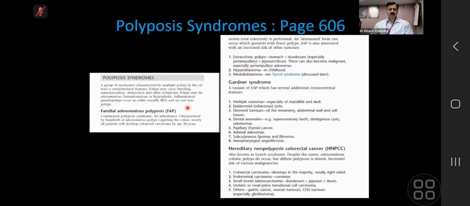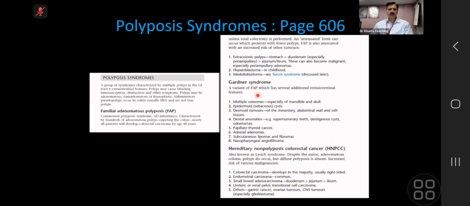In FAPS, all of them will develop carcinoma by the age of 40. This is a viva question. What are you going to advise? Colonoscopy, and of course your answer was correct. Whole of the family should be advised colonoscopy. Second thing is that ultimately all of them will have colectomy.